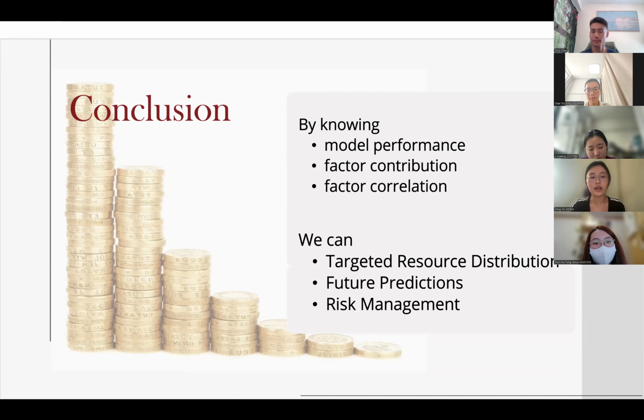And the last one is the identification of high risk departments, to identify departments that have the risk of budget shortfall or increasing spending pressure. We can develop proactive strategies to address potential issues.